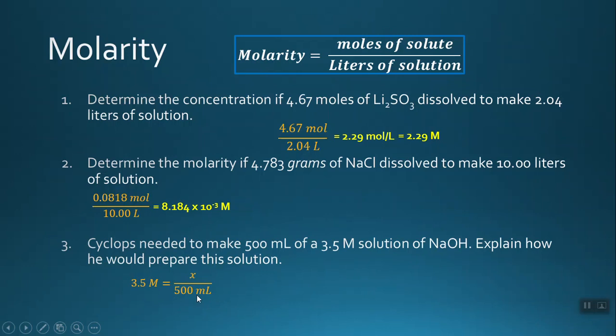So there's 1,000 milliliters in 1 liter. So you just simply divide this number by 1,000. So I'll rewrite it as 0.5 liters. You solve for x, and you get x as 1.75 moles of sodium hydroxide.